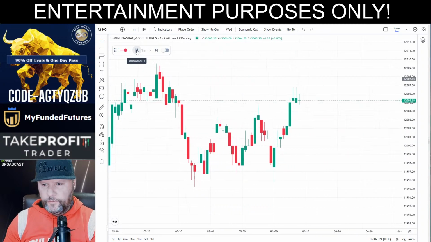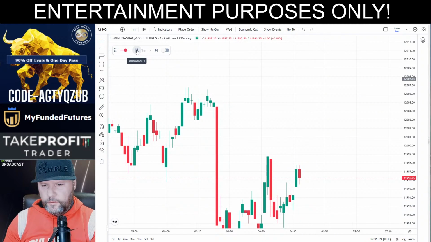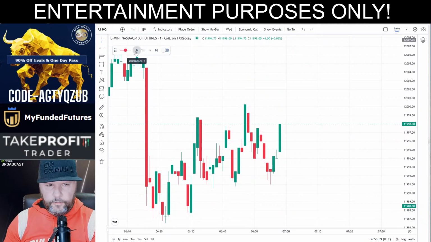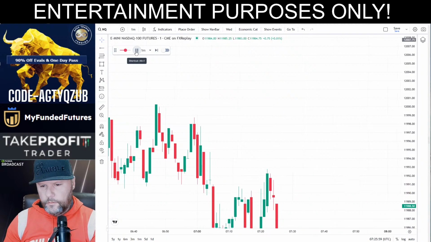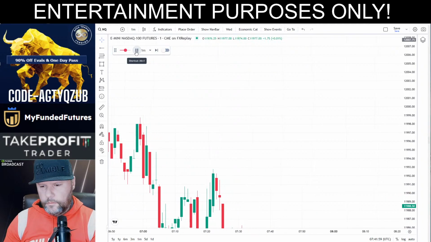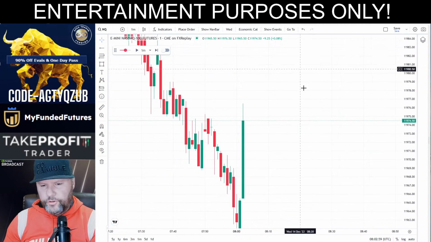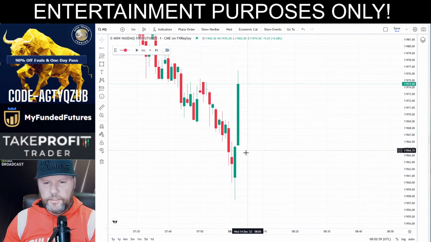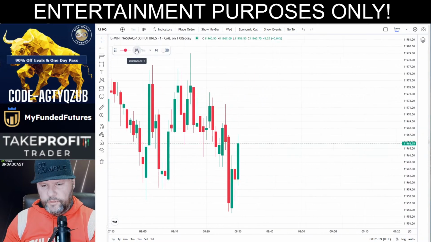So let's just fast forward over to the open. Obviously, we had some kind of stuff going on there. Straighten this chart up a little bit. I think price is traveling down. It's strange that we're getting movement at like 8 a.m. That doesn't seem like a time where we should be. I thought most news was like 8:30.